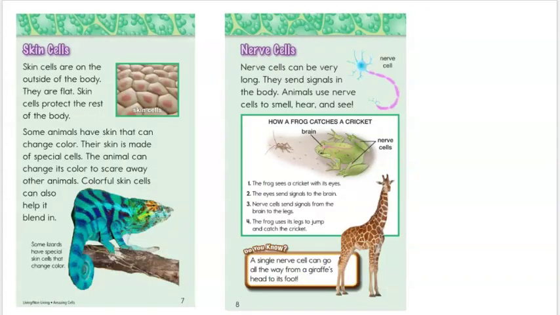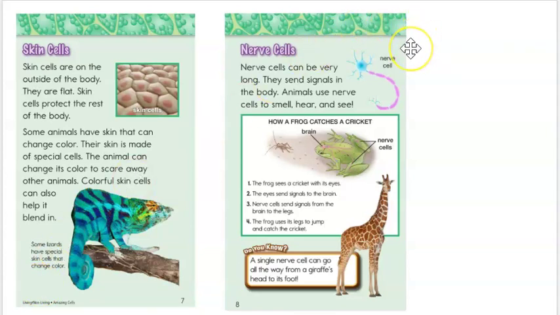Skin cells. Skin cells are on the outside of the body. They are flat. Skin cells protect the rest of the body. Some animals have skin that can change color. Their skin is made of special cells. The animals can change its color to scare away other animals. Colorful skin cells can also help it blend in. We also call this camouflage. Some lizards have special skin cells that change color.